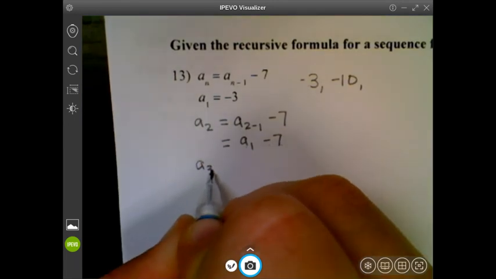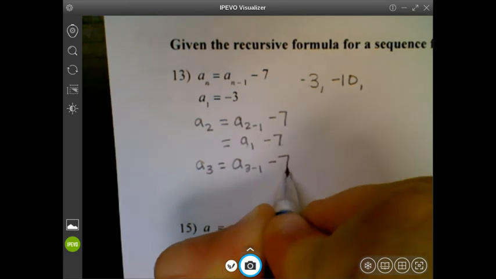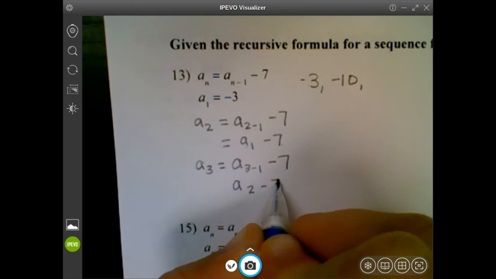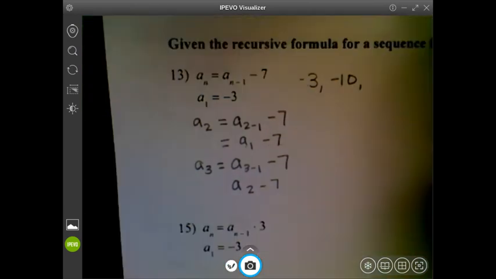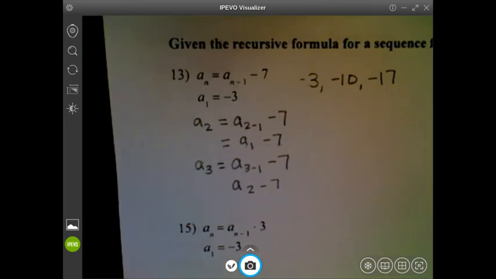If we wanted to find the third term, we could do the same thing. a sub 3 minus 1, and then subtract 7. And so that would be a sub 2 minus 7. So take the second term and subtract 7 for your third term. So take this one, subtract 7, we would get negative 17.